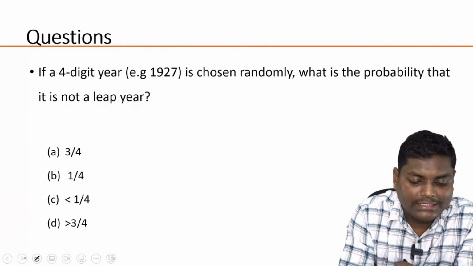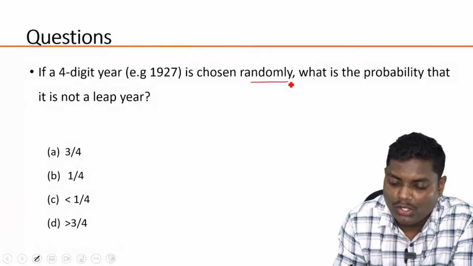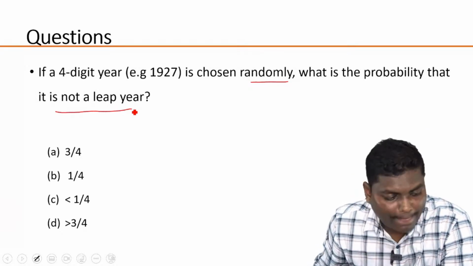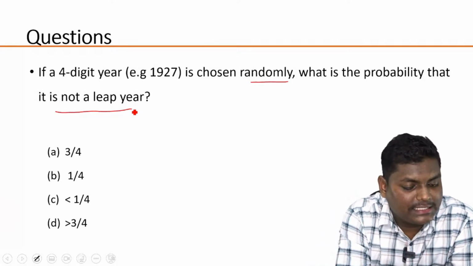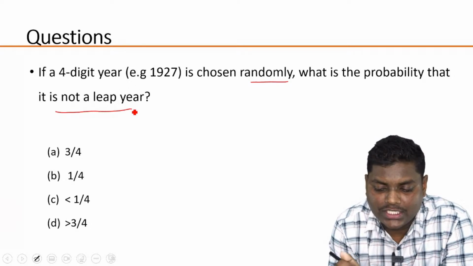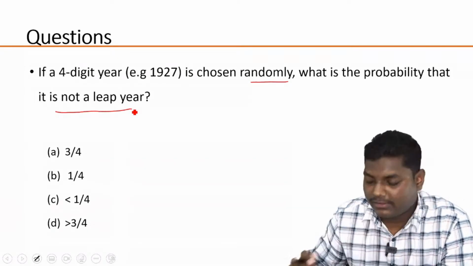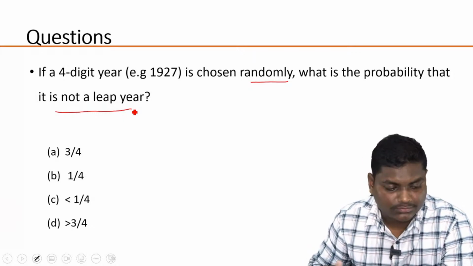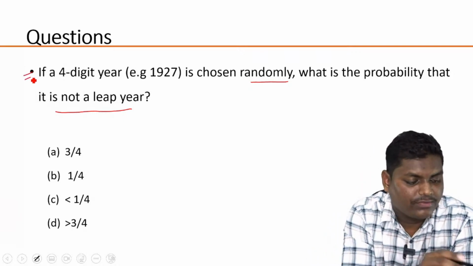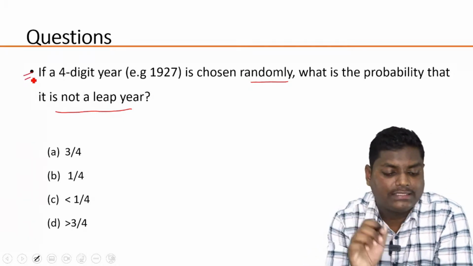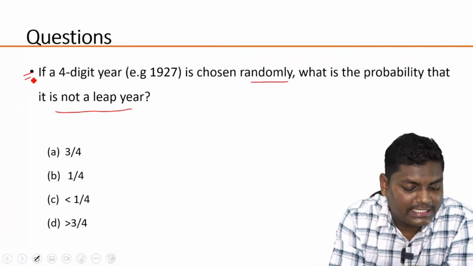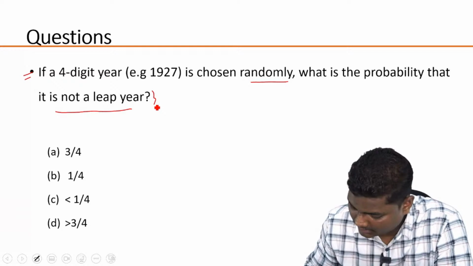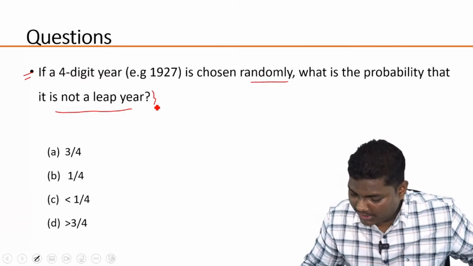If a 4-digit year is chosen randomly, what is the probability that it is not a leap year? Try this question out. If a 4-digit year is chosen randomly, what is the probability that it is not a leap year? This is a very interesting question.